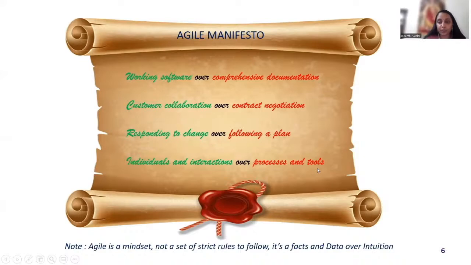Individuals and interactions over process and tools. Here, no matter how good you are and what high standards you are maintaining, it's the team you are working and collaborating with that decides the success of your project. So make sure you are talking with each other, communicating each and every issue, which helps everyone in the team stick to the single goal, and that helps the team succeed. And this Agile Manifesto is just a mindset, not strict rules to be followed. So please don't think these are rules that we have to follow for sure in any team.